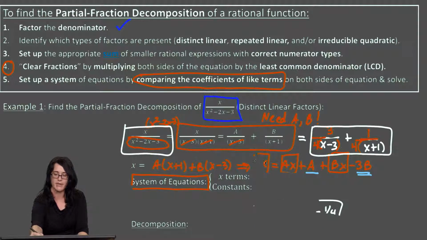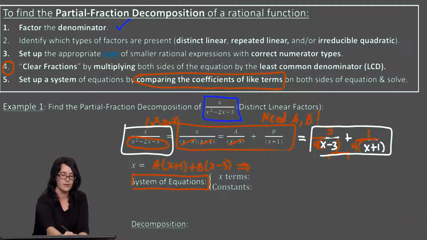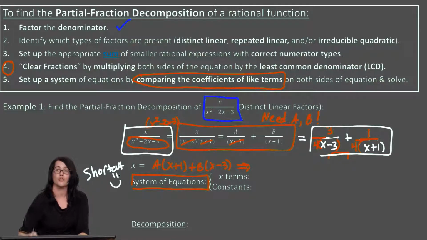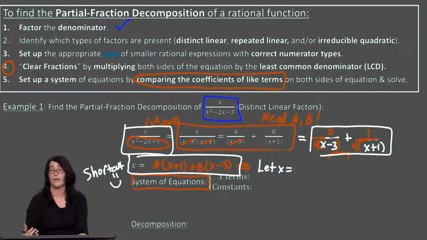The shortcut would take place before you actually distribute anything. So when you first clear your fractions, that's where the shortcut could come in. So what is this shortcut? The shortcut says, at this step here, after you've cleared your fractions, here's what you'd want to do. You would want to let x equal a number that would cancel out one of your terms.